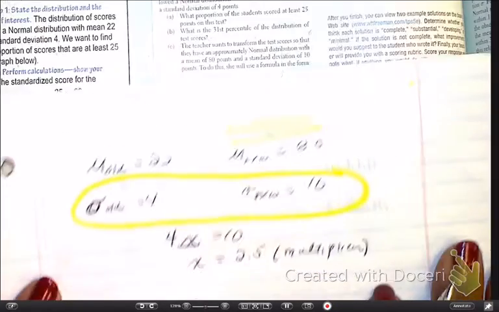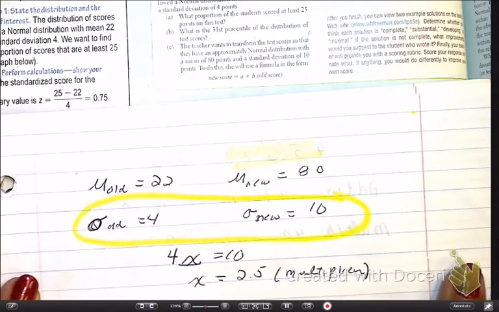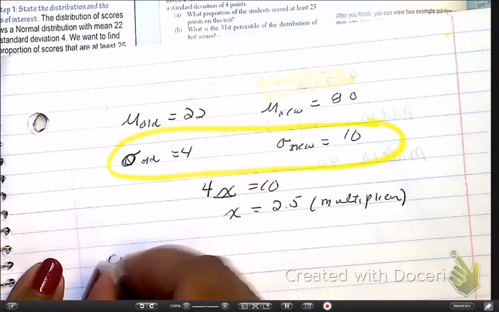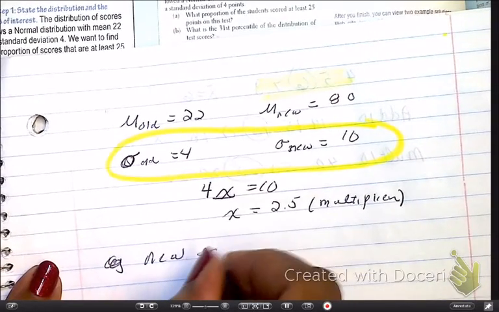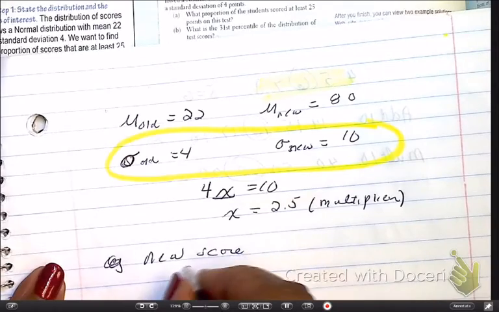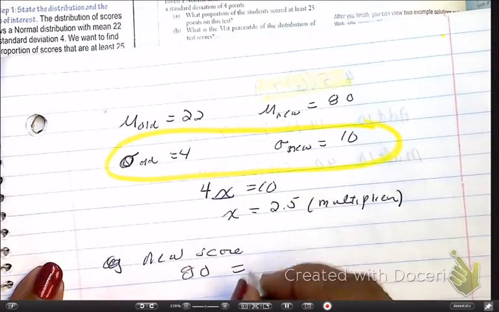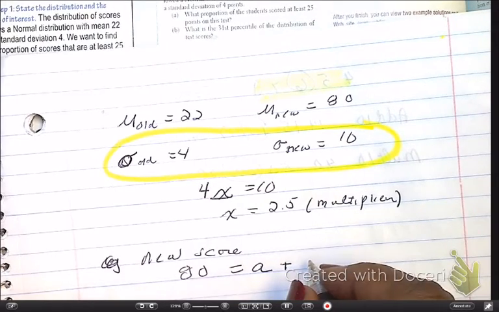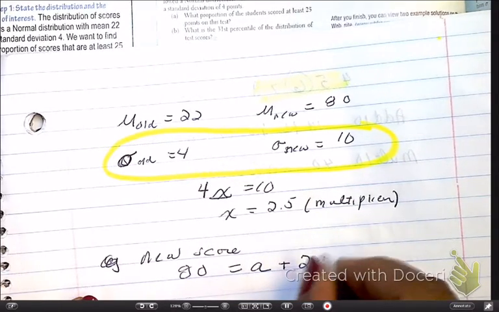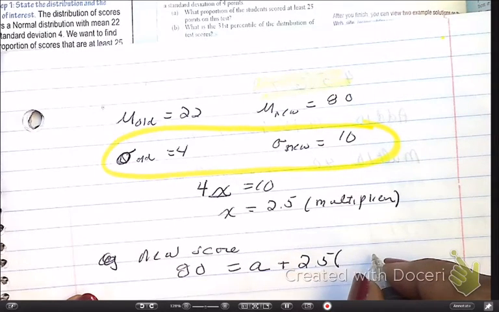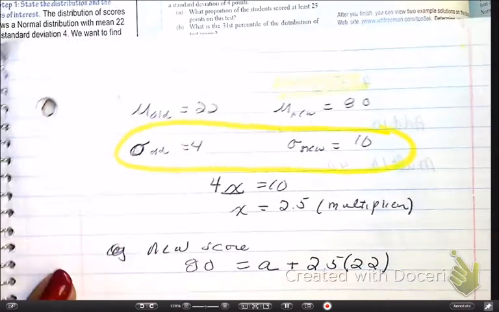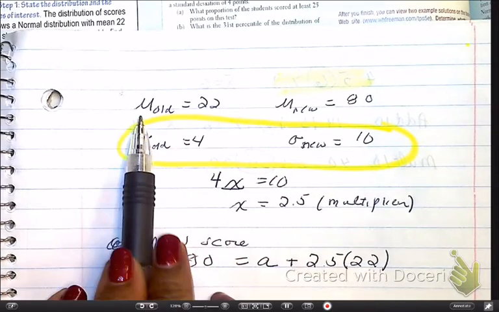Okay, now next, I'm going to take this and plug it into that equation. So here, they said that the new score, which is 80, is going to equal the shift, which I don't know, plus B, which I found, which is the multiplier, times the old score, which, where is it? 22.